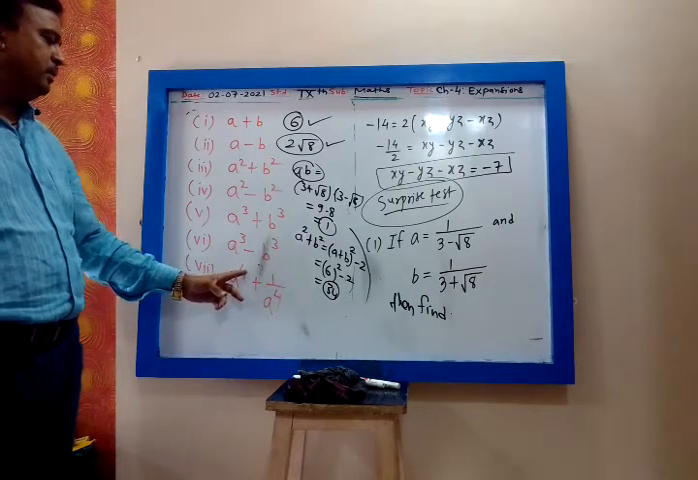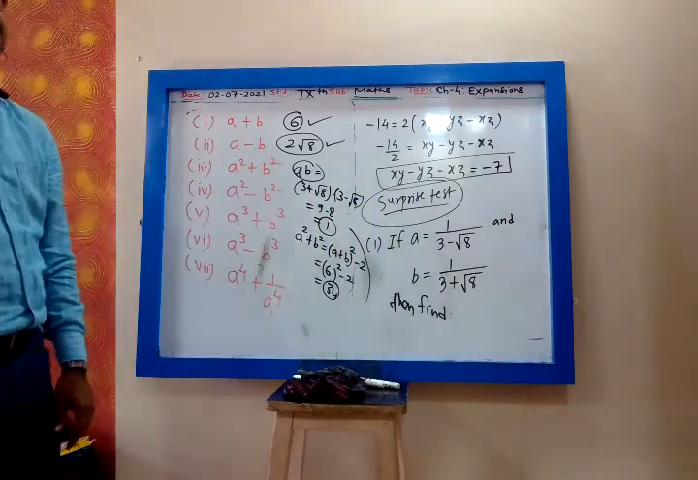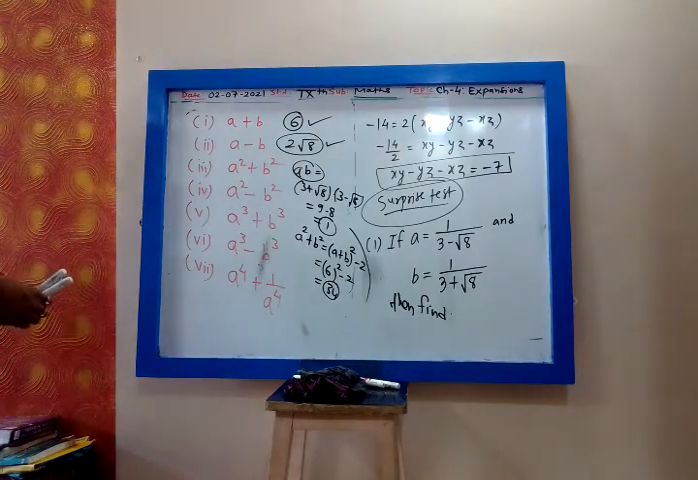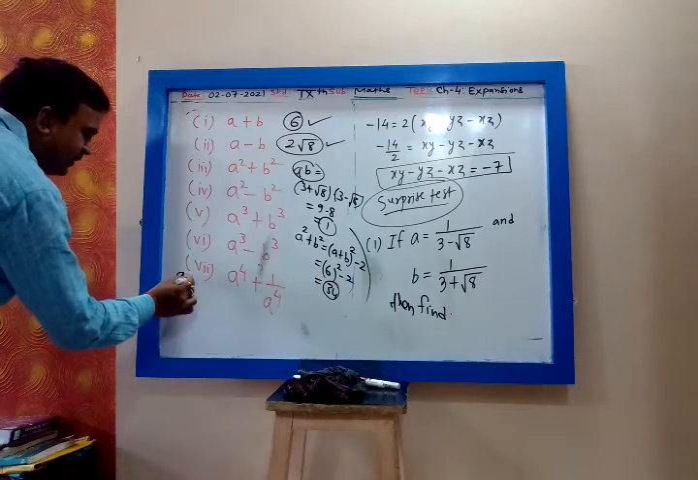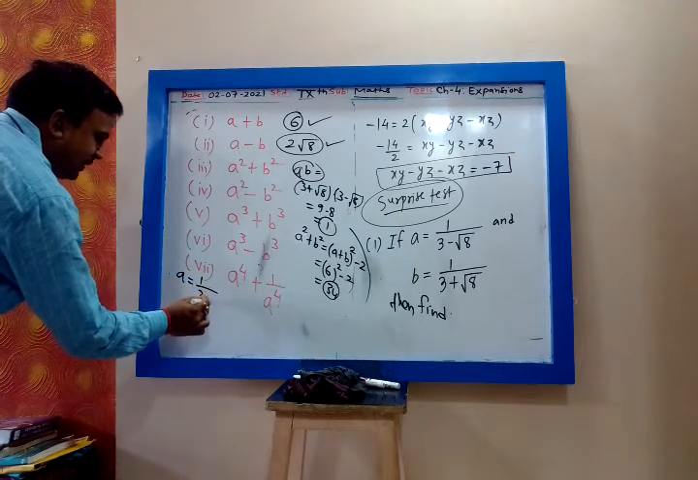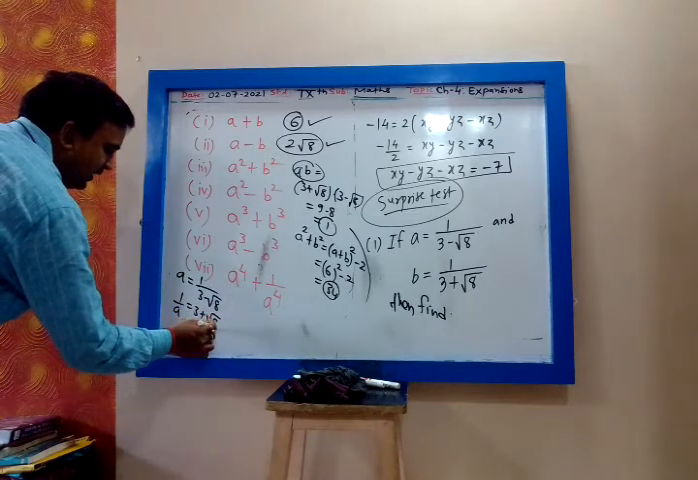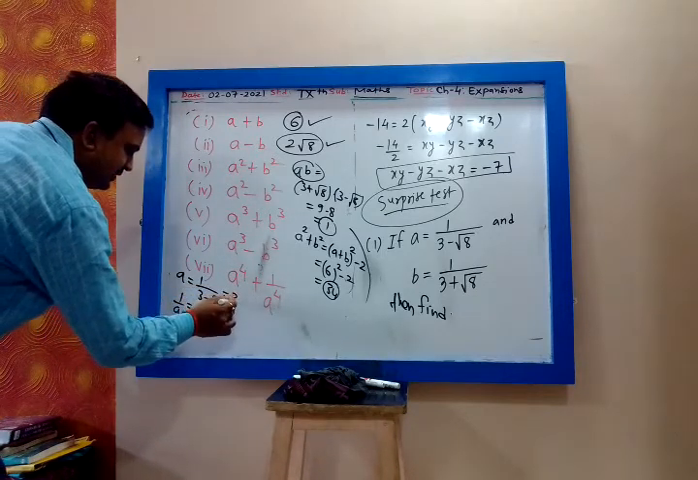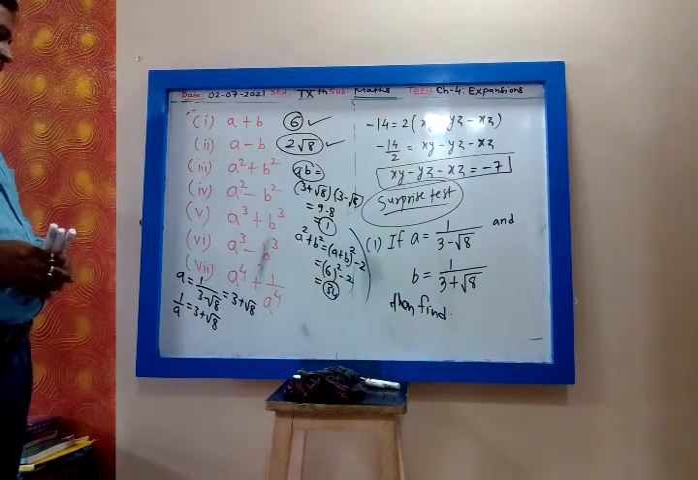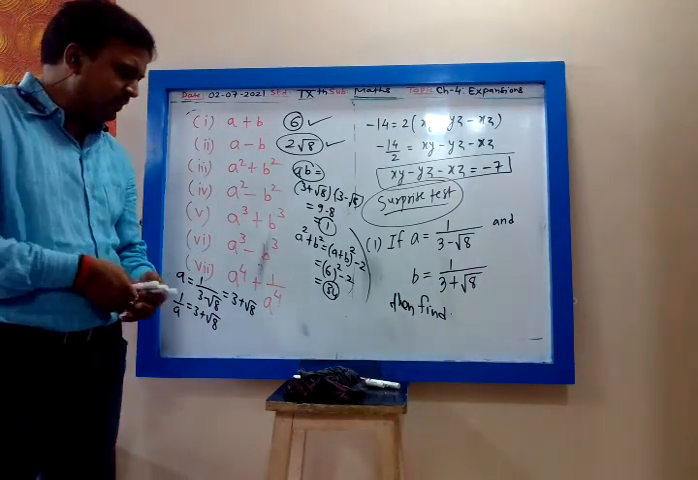In this a raised to 4 plus 1 upon a raised to 4, you have to find 1 upon a. Are you getting? You have to find 1 upon a first. So what will be 1 upon a? Tell me. A is 1 upon 3 minus root 8. Yes, 3 minus root 8. So 1 upon a will be 3 plus root 8. And this we have already simplified. That is 3 plus root 8. Okay. So now we stop here. It is 12. It is 131.